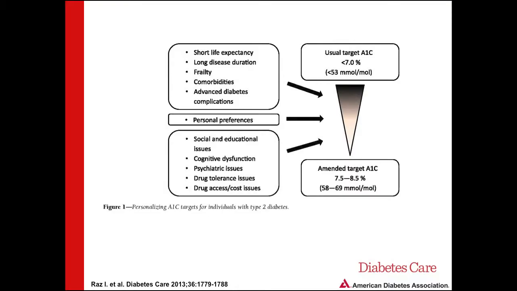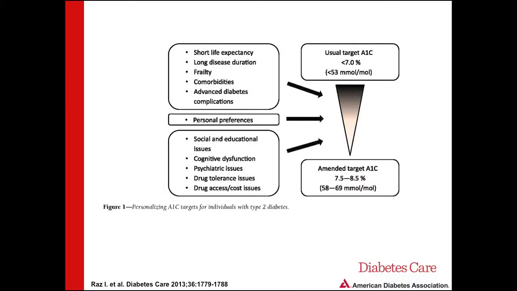Now, recently, it's been suggested that everybody should not have an A1C target of less than 7%. There are a number of factors that might allow us to relax that target. They are listed here: short life expectancy, long disease duration, the frail elderly, severe comorbidities, advanced complications. Once you start getting complications, you can't reverse them very easily by glycemic control. And then there are the social and educational issues, cognitive dysfunction, etc., and of course the patient's personal preferences.